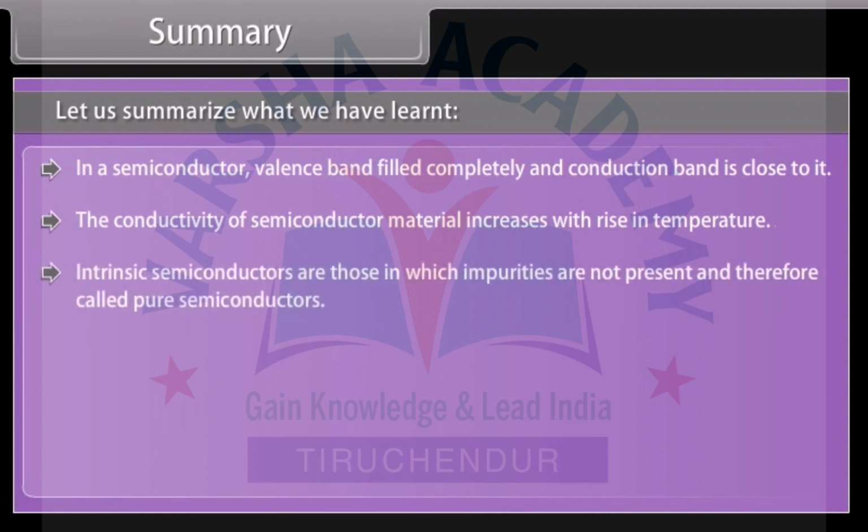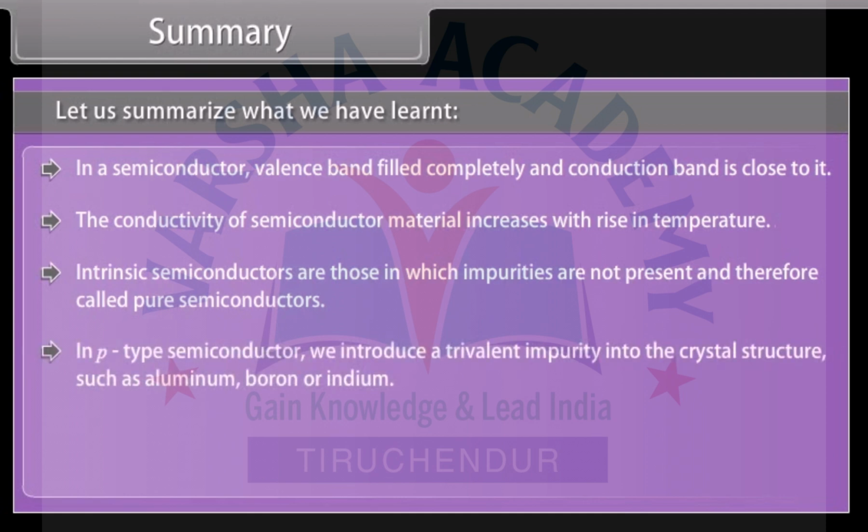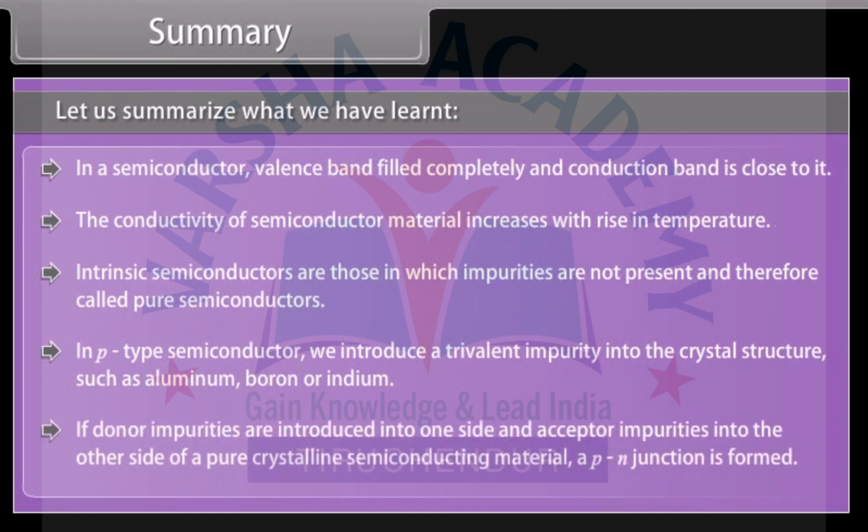Intrinsic semiconductors are those in which impurities are not present and are therefore called pure semiconductors. In a p-type semiconductor, we introduce trivalent impurity to the crystal structure, such as aluminium, boron or indium. If donor impurities are introduced into one side and acceptor impurities into the other side of a pure crystalline semiconducting material, a p-n junction is formed.